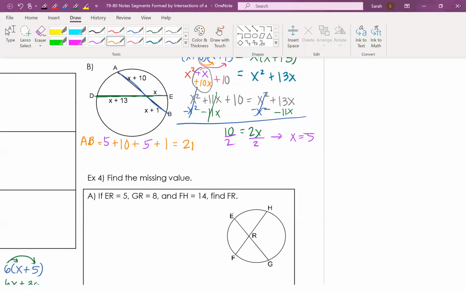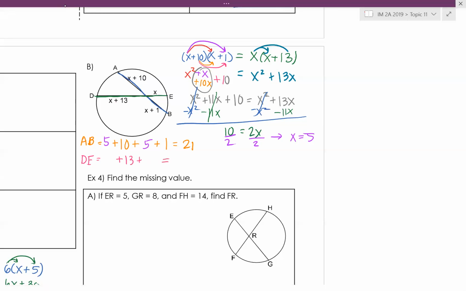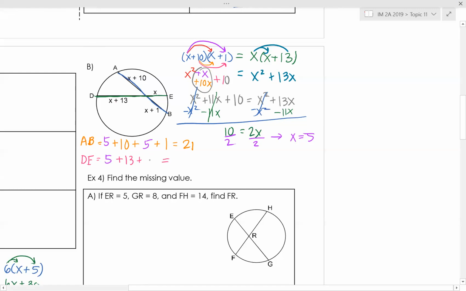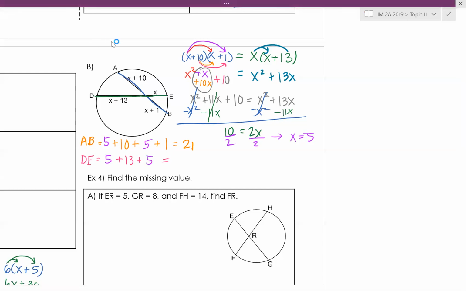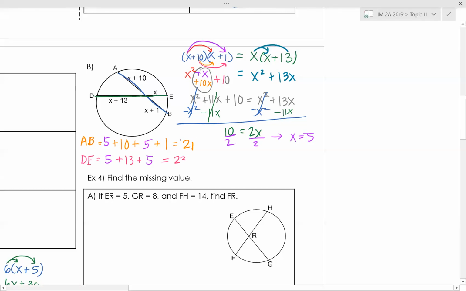Next, we're going to look at DE. And so DE gives us x plus 13, so x plus 13 plus just an x. Okay, so since x again is 5, we're doing 5 plus 13 plus 5, and so that's going to give us a length of 23. AB is 21, DE is 23.